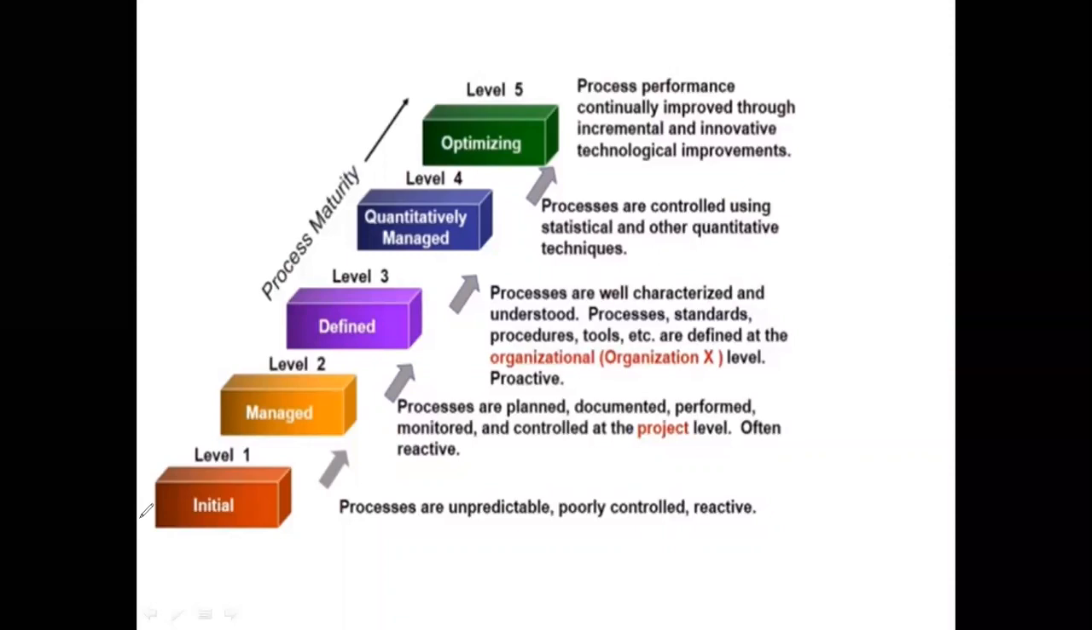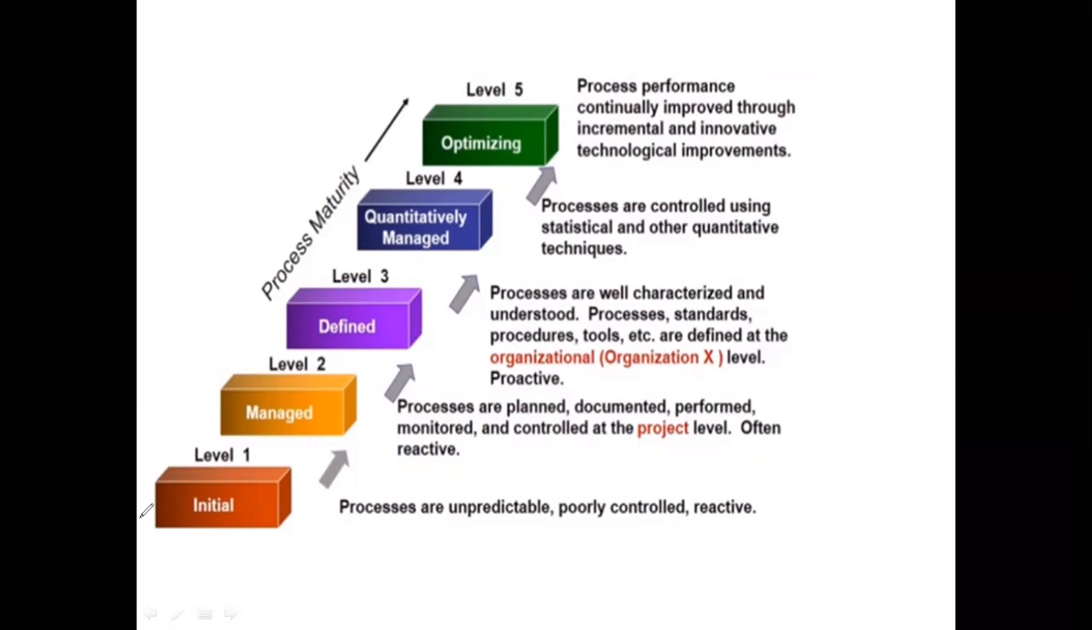Now this is a representation of the maturity levels. In here, you can see you've got 5 levels starting from level 1. Level 1 is initial, level 2 is managed, level 3 is defined, level 4 is quantitatively managed, and level 5 is optimizing. These are nearly similar in the continuous and staged models.